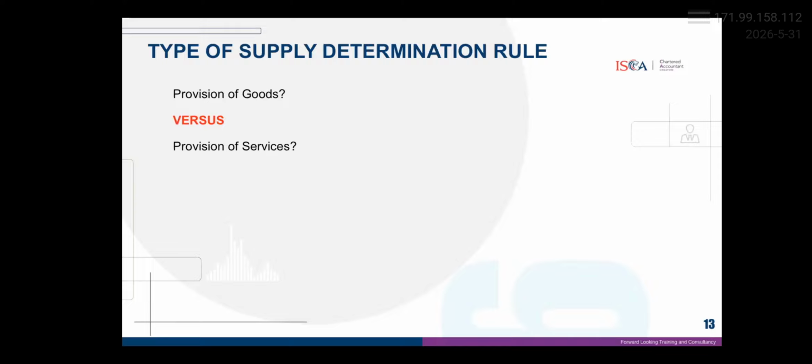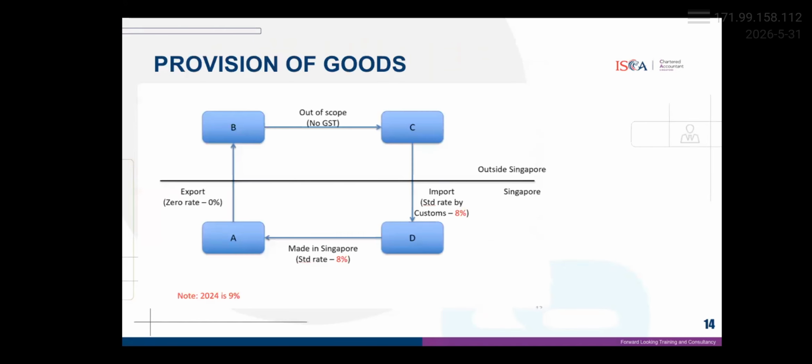Now, to determine the type of supply, we generally split the transaction into either a provision of goods or a provision of services. Let's talk about provision of goods. If we identify and categorize a transaction to be a provision of goods, that means I'm selling something. Then to determine the type of supply, we look at the beginning location of the goods and the ending location of the goods, in short. So take this diagram as an example.